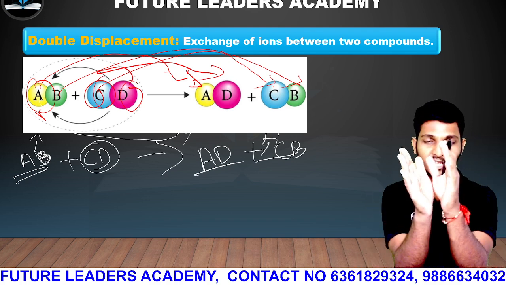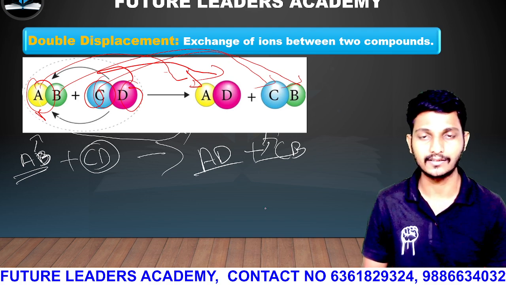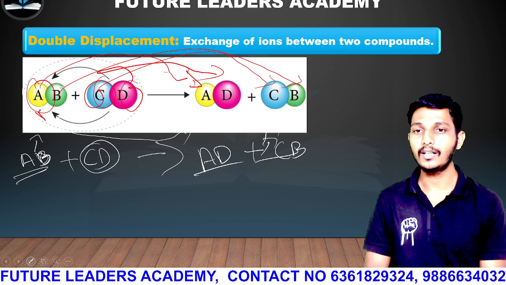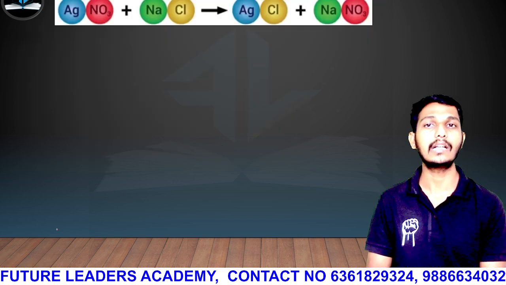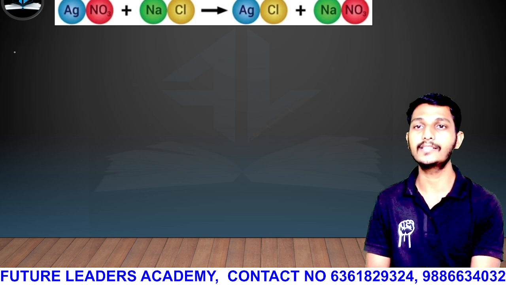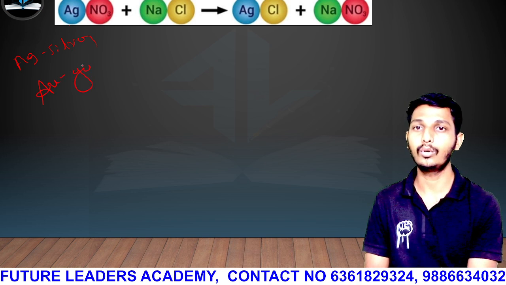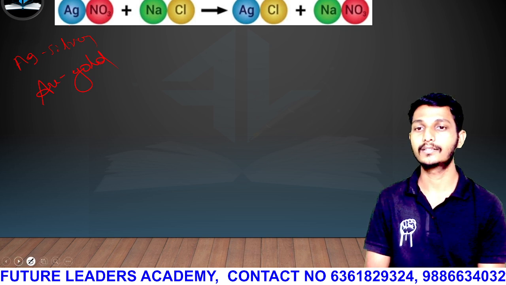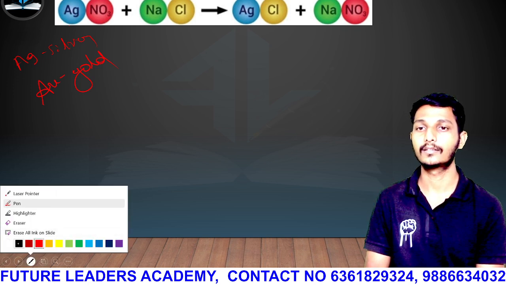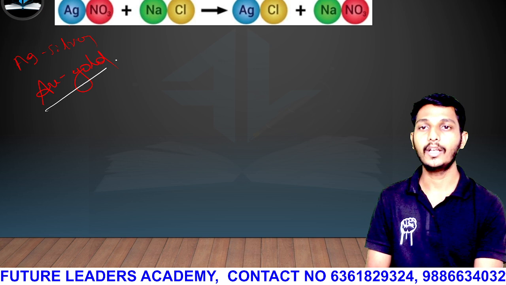Clear? It means that exchange of ions takes place. One example for understanding the reaction is AgNO3. What is Ag? Ag means silver. Au means gold. Yes, gold. Au means gold.